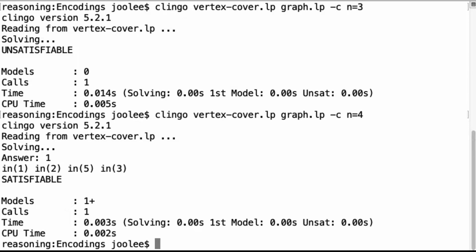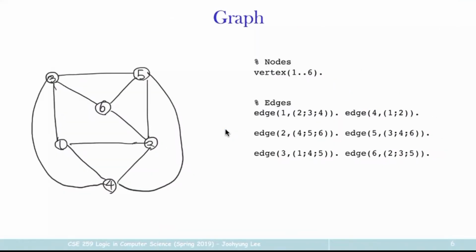So it says 1, 2, 5, 3. Let's go back. 1, 2, 5, 3. If I have 1, 2, 5, 3, does it cover everything? Looks like it. Every edge seems to be covered, right? So why not 3? Well, you can check. If you miss one of them, you will find at least one edge that is not covered.